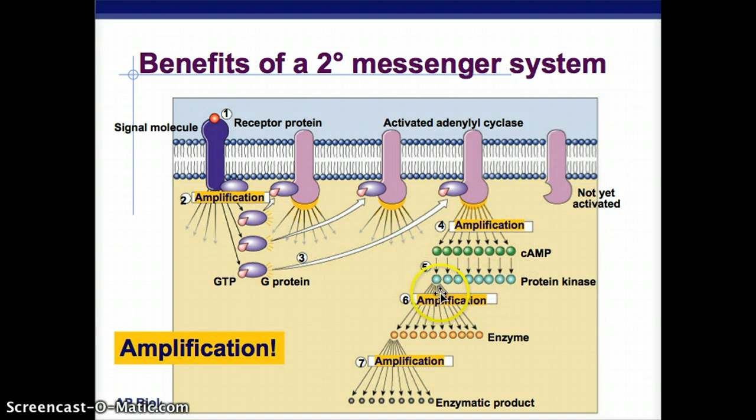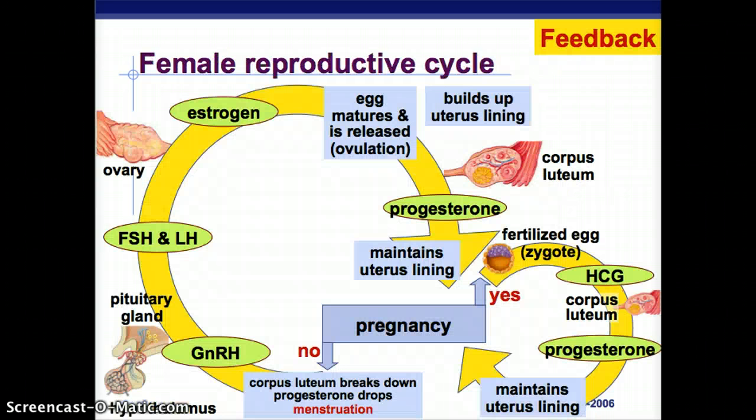And then each kinase gives off an enzyme. And then each enzyme gives off an enzymatic product. And it just gets bigger and bigger every time. So one little hormone gives off all of this, and that's for every single one of these. You'll notice how it gets really big all of a sudden. So that's amplification with our second messenger system.